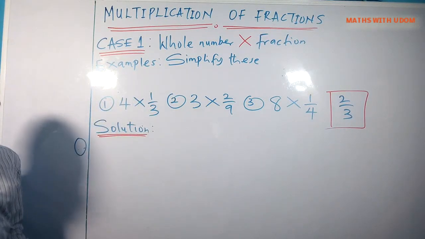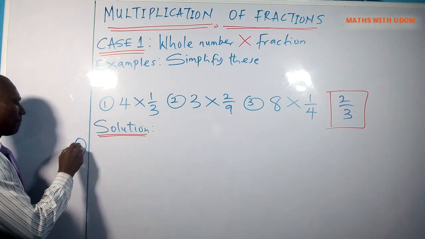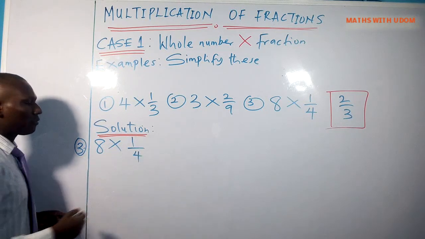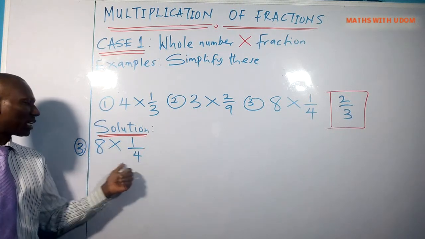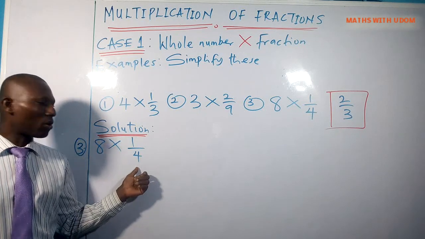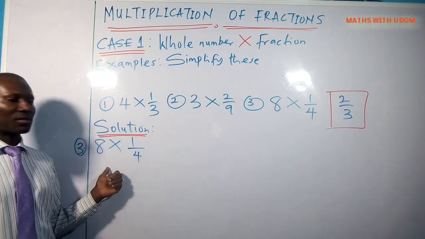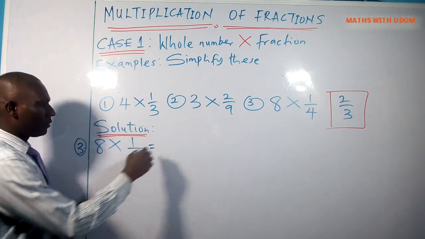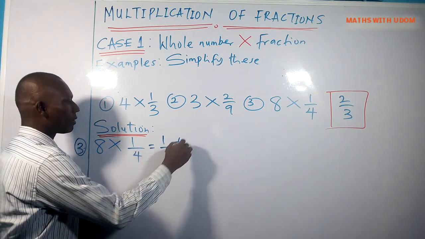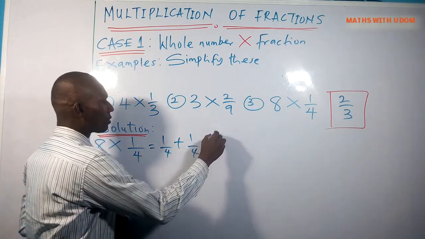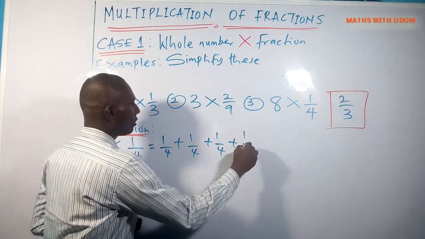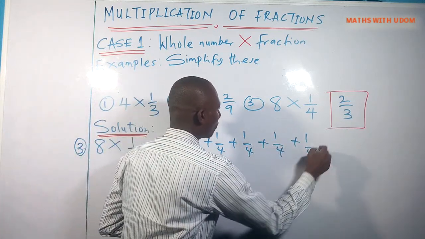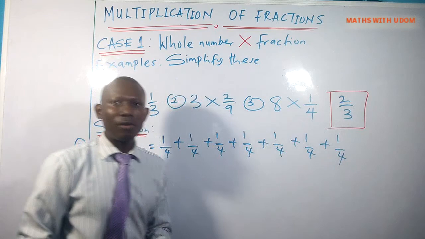For the example 3, what do we have? We have 8 times 1 over what? Over 4. What's the interpretation? It means 8 lots of 1 over 4, or 1 over 4 appearing 8 times. Okay, so let's start with this. So we have 1 over 4 plus 1 over 4 plus 1 over 4 plus 1 over 4 plus 1 over 4 plus 1 over 4 plus 1 over 4.